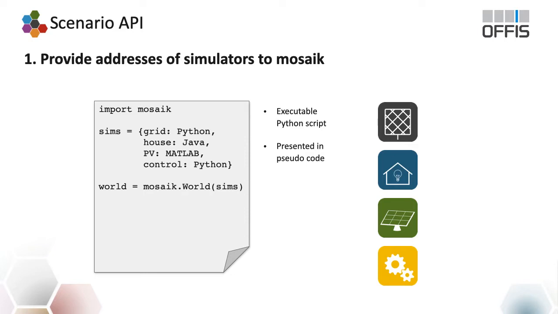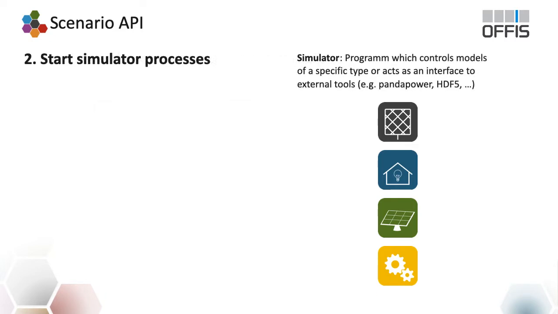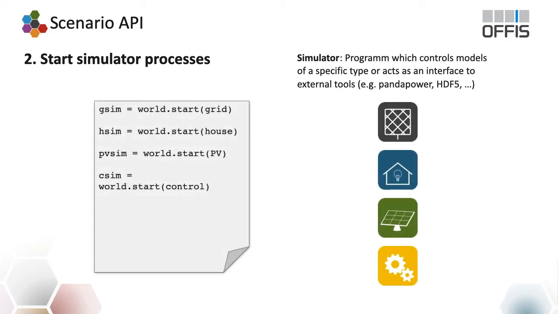So then it's already specified that maybe you're using a model for the electric grid, a model for some households, a model for some PV systems, and a model for a controller. Then the next step in the script is that you need to start all of these components.